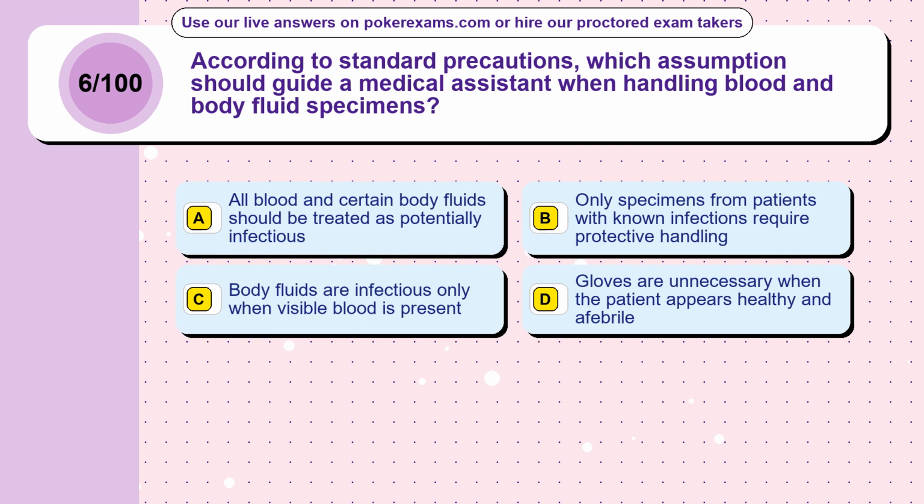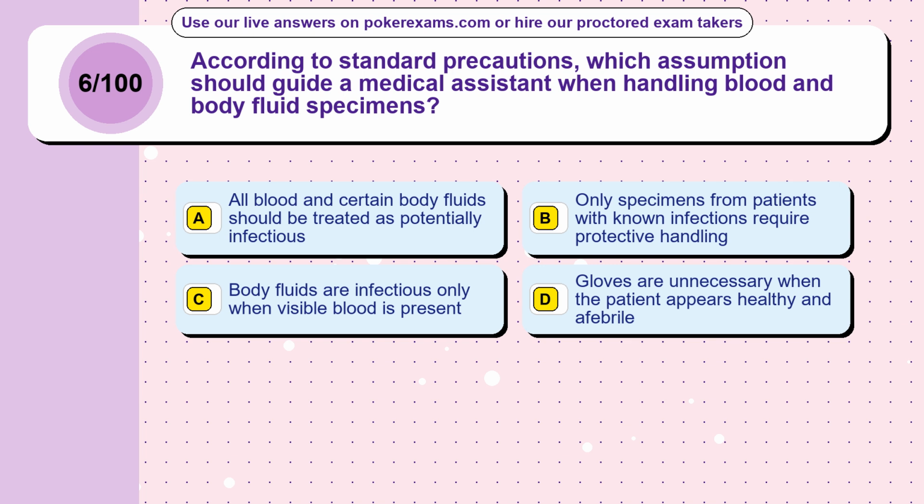Question 6. According to standard precautions, which assumption should guide a medical assistant when handling blood and body fluid specimens? Option A. All blood and certain body fluids should be treated as potentially infectious. Option B. Only specimens from patients with known infections require protective handling.